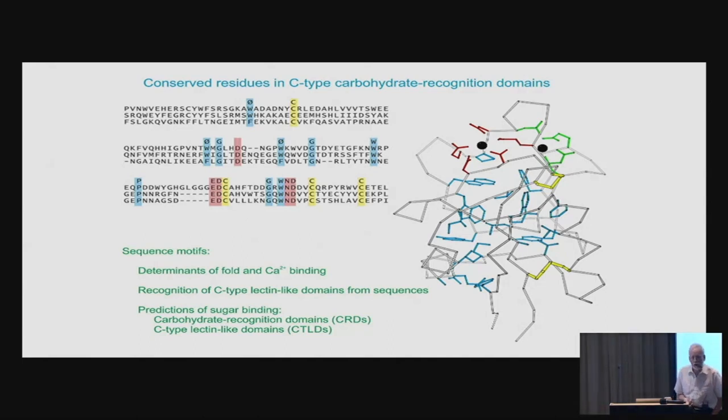And so unfortunately we get lots of interest from people who say, oh, we have a domain that comes up with the C-type lectin domain. Can you help us study sugar binding? And we have to sort of tell them it probably doesn't, and we probably can't help you.